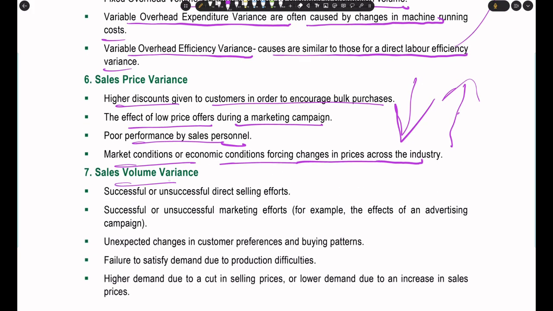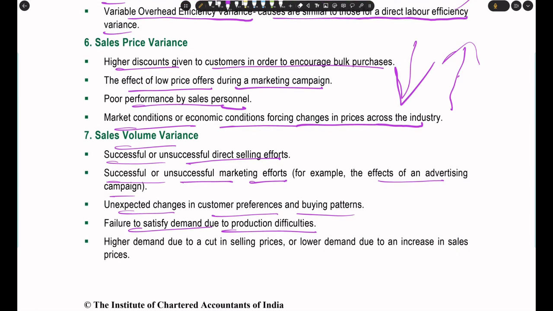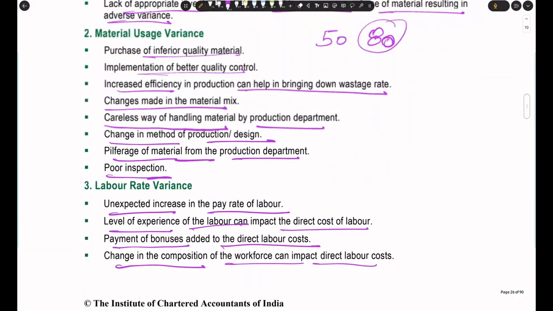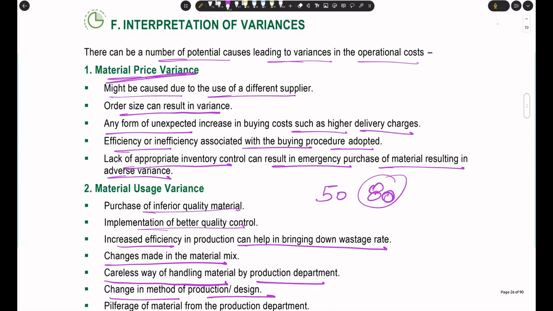Okay, sales volume variance: successful or unsuccessful direct selling efforts, successful or unsuccessful marketing efforts, for example the effects of an advertising campaign, then unexpected changes in customer preferences and buying patterns, then failure to satisfy demand due to production difficulties, then higher demand due to a cut in selling prices or lower demand due to an increase in selling prices. Okay, so these are basically the reasons, the interpretation of the variances.